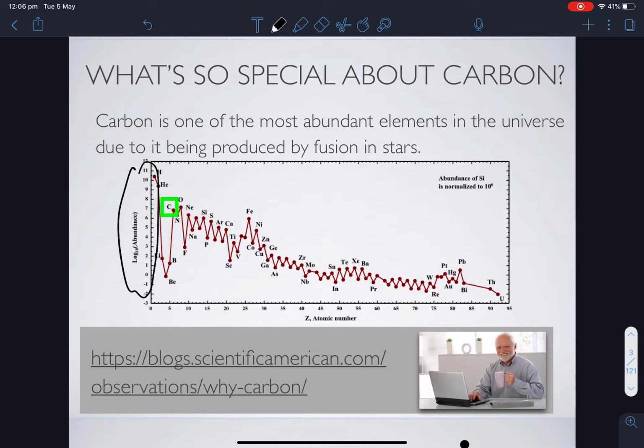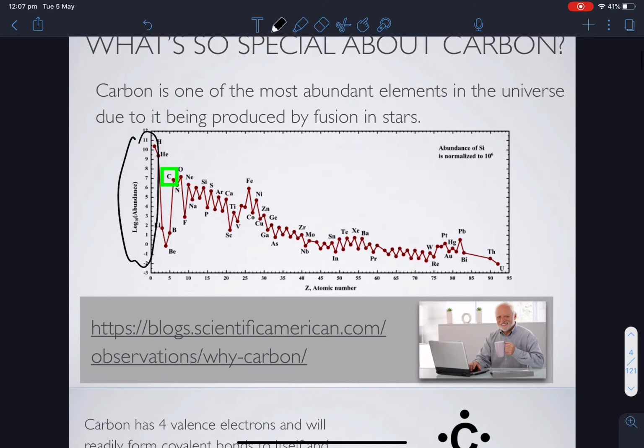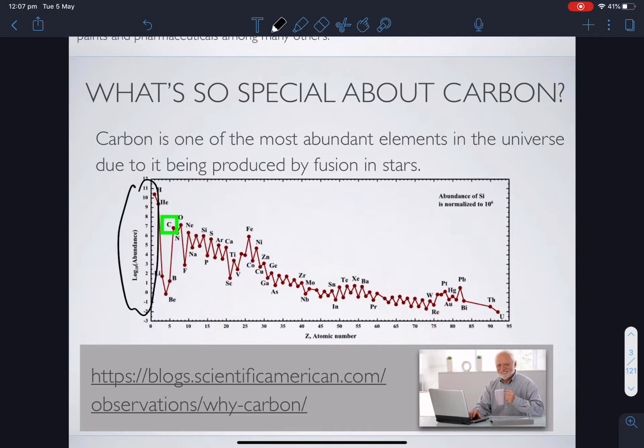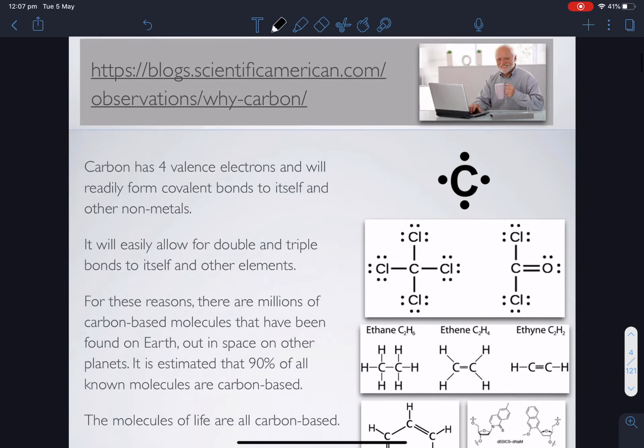Okay. I've also put a little bit of a reading link. Hide the Pain Harold is doing a bit of online reading there, and he looks so happy yet so in pain. If you want to read more about why carbon, there's a link.